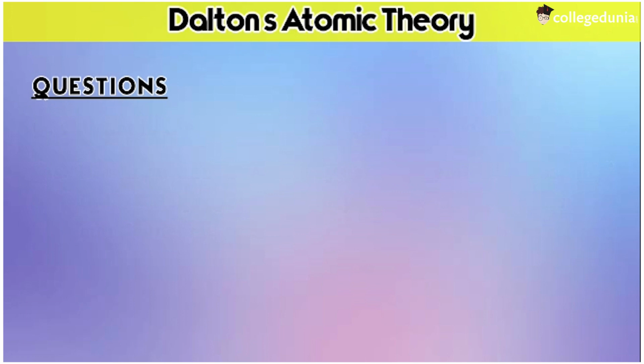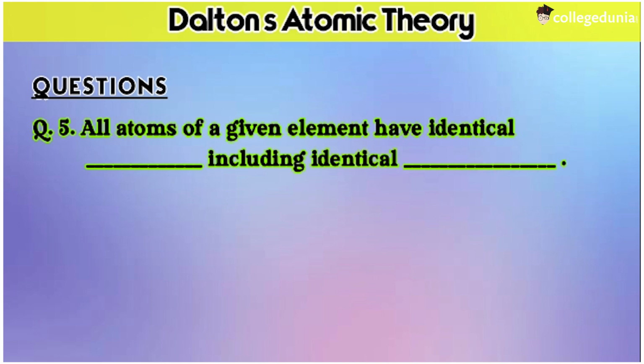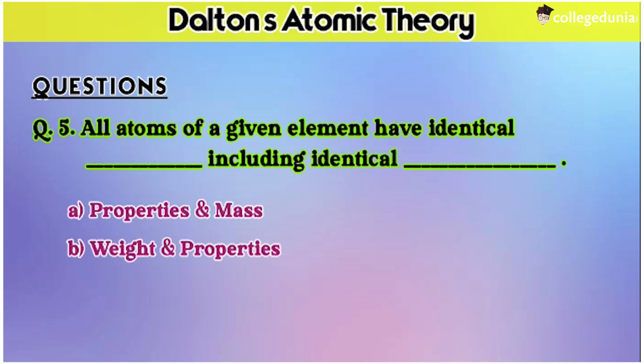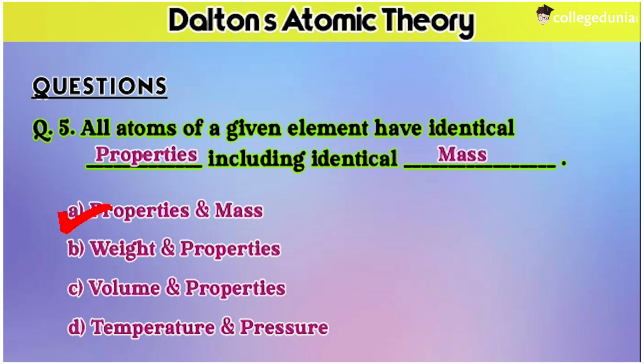Now the fifth and last question is, all atoms of a given element have identical dash including identical dash. The options are A properties and mass, B weight and volume, C volume and properties, and D temperature and pressure. So simply its answer will be option A, because according to Dalton's atomic theory, all the atoms of any given element have identical properties including identical mass. Got it?